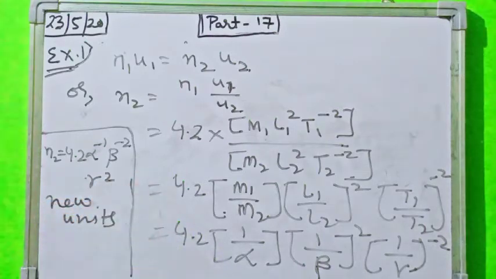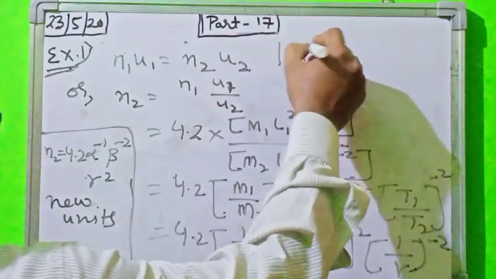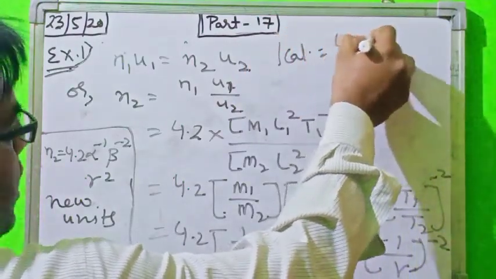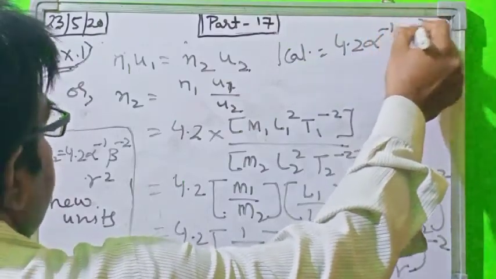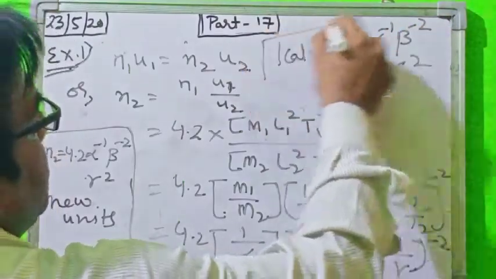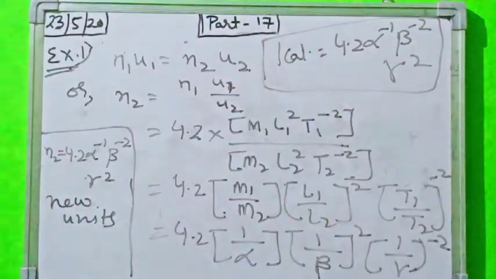This is new. N2 is equal to 4.2 alpha inverse, and we can say that 1 calorie is equal to 4.2 alpha minus 1, beta minus 2 and gamma square. This is in terms of the new unit. Then write the next question.